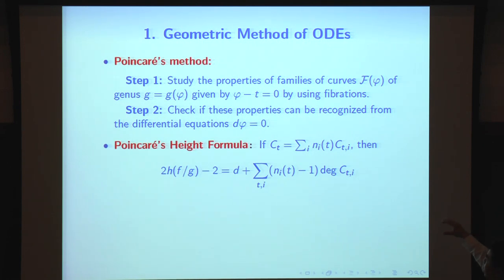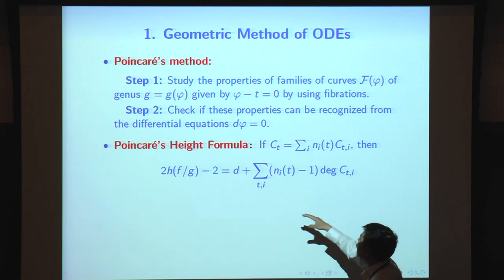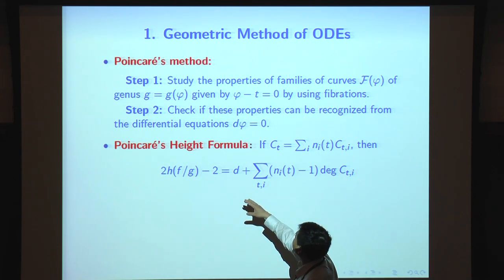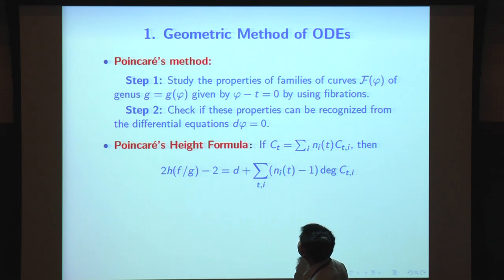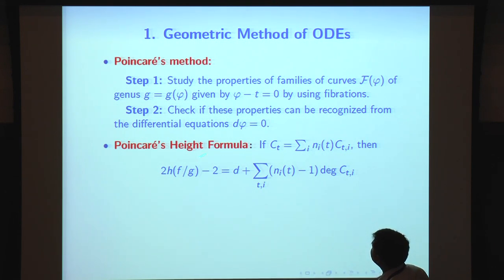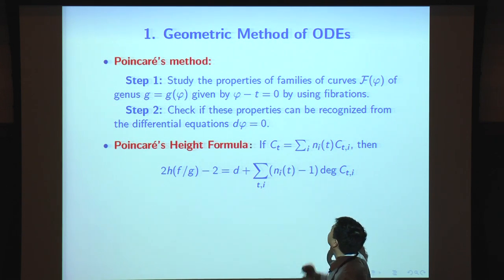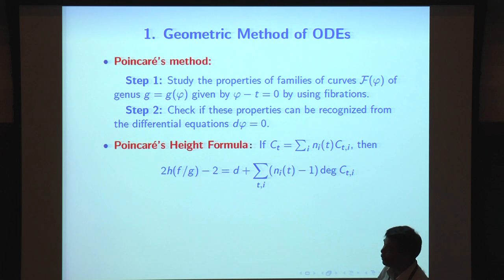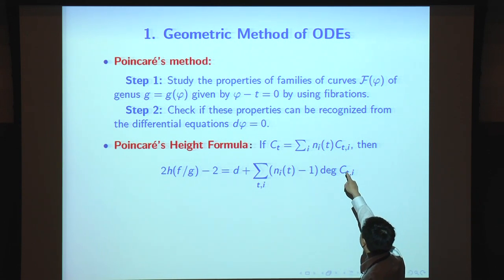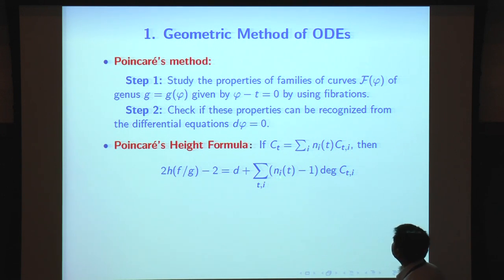In the three papers, Poincaré first got a formula for the computation of the height. This is his height formula. If this is the curve in the family, then this is a divisor, so we have some multiplicities for each component. Here is the height, here is the degree of the equation, the ODE, and here is the contribution of the multiple components in the family.